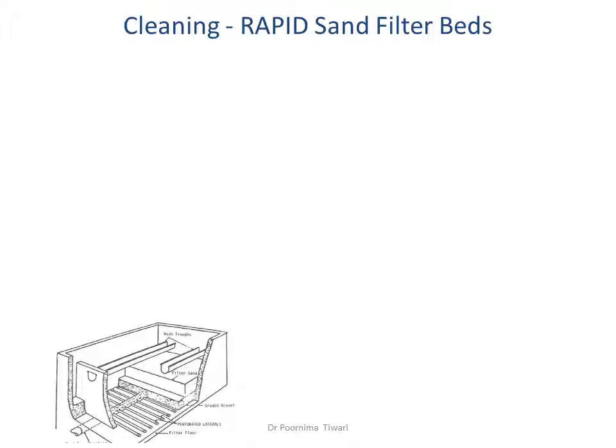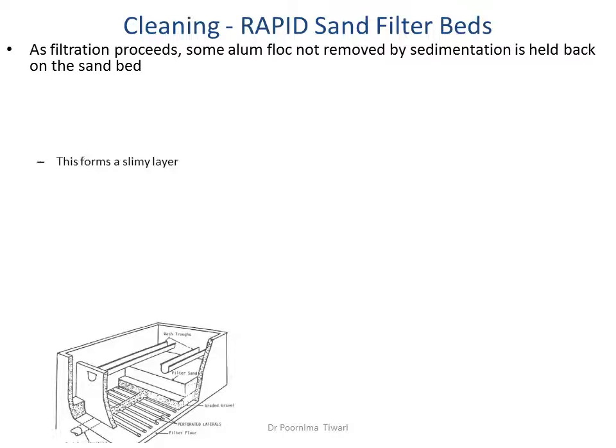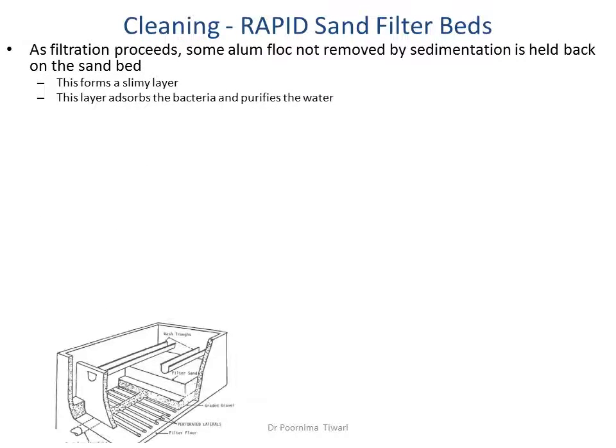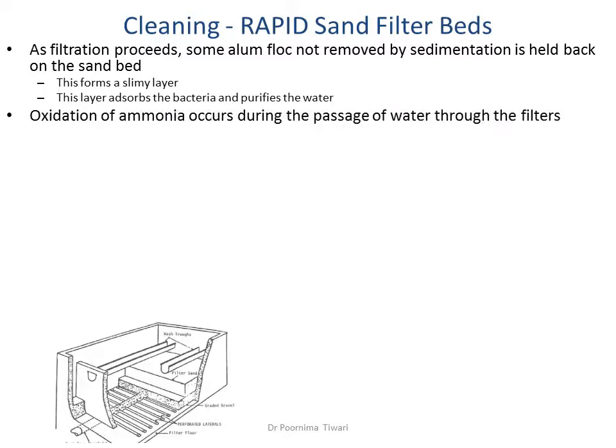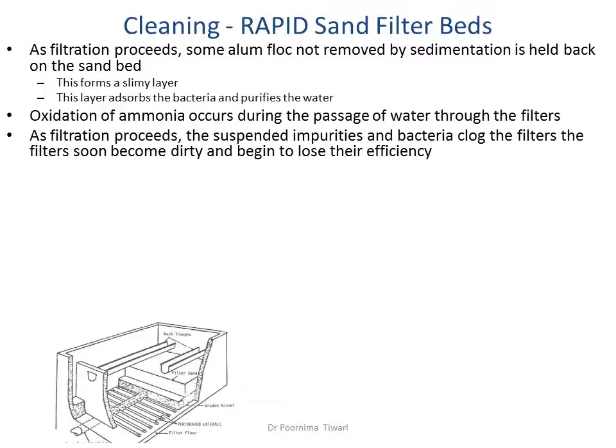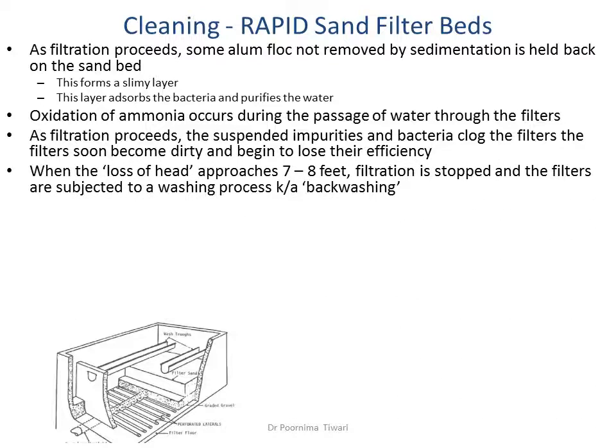But the rapid sand filter requires frequent cleaning, because as the filtration proceeds, some alum floc which was not removed by sedimentation is held back on the sand bed. This forms a slimy layer which absorbs the bacteria and further purifies the water. Oxidation of ammonia occurs while the water is passing through the filters, but as the filtration proceeds, the suspended impurities and bacteria clog the filters, and the filters soon become dirty and begin to lose their efficiency. When the loss of head approaches 7 to 8 feet, filtration has to be stopped and the filters are subjected to a washing process, which is known as backwashing.